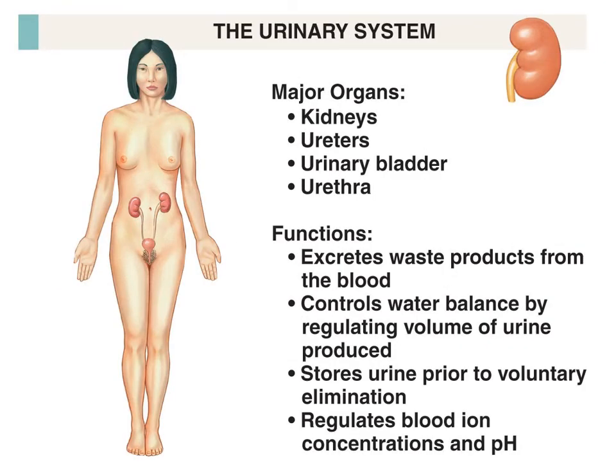Our urinary system is made up of our kidneys, ureters, urinary bladder, and urethra. It's excreting waste products from the blood. Our kidneys are going to filter our blood, take that waste, and allow us to discard it in our urine. Controls our water balance. Sometimes we're urinating a lot, losing water. Sometimes we're urinating very little, holding on to all the water that we can. Stores urine prior to voluntary elimination. That's what our bladder is for. And regulates blood ion concentrations and the pH of our blood.